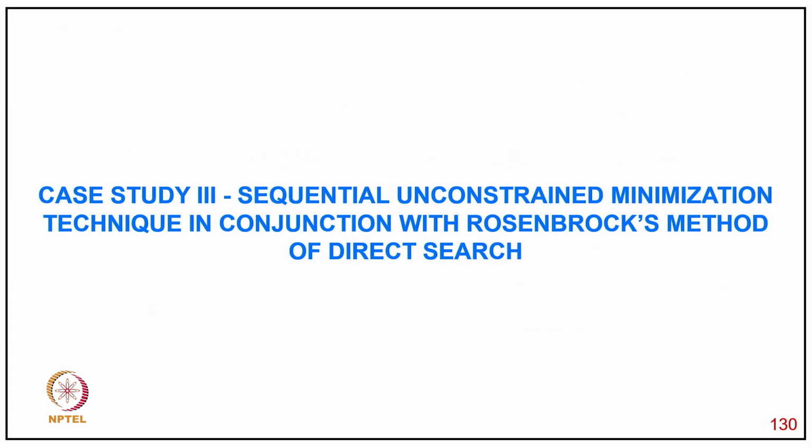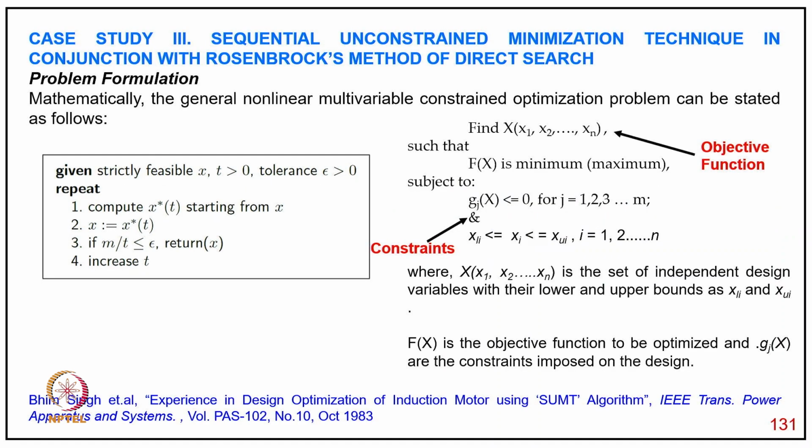So coming to the third case history, a sequential unconstrained minimization technique in conjunction with the Rosenbrock method of direct search. So what we do here is convert this constrained optimization problem by this sequential unconstrained minimization by suitable modification, and then solve the unconstrained minimization problem using the direct search method of Rosenbrock. So in this process, the best design we got, we consider as the initial design for the next set of iterations. So we presume that it goes to the global optimum or conditional optimum, the best design.